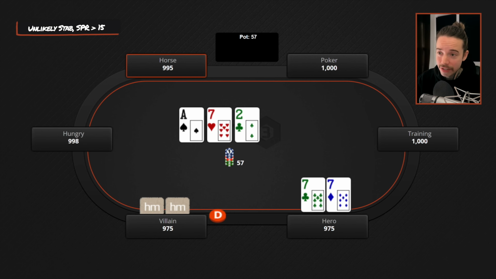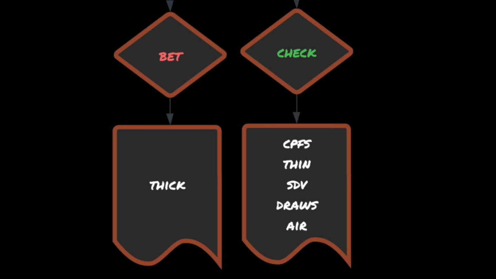Now let's say same situation, instead of having a thick value hand, we have a hand that can play for stacks, a hand like pocket 7s here. So let's go back to our chart, and we see here when we have 7s, which is a can play for stacks hand, we want to check here. So why do we want to check even if this board is not nearly as likely to get stabbed when we're just betting when we have a hand like ace king or ace queen?